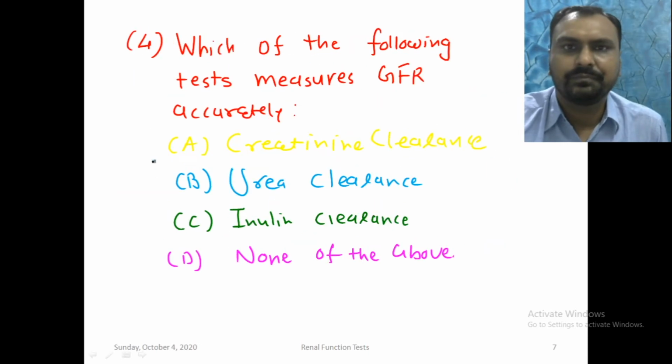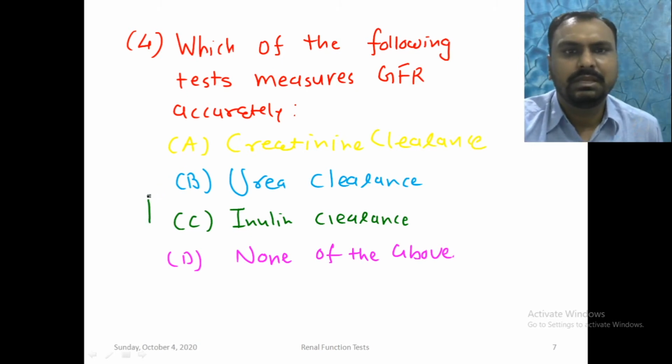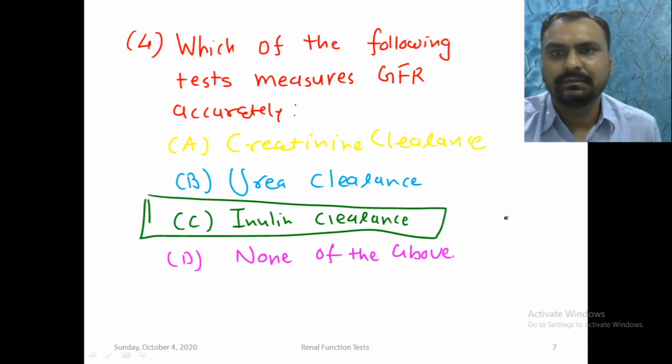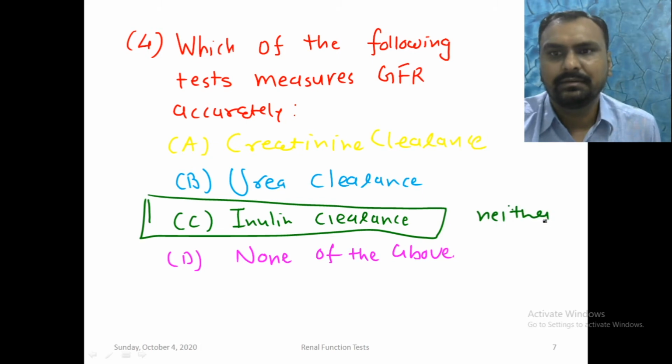Now fourth MCQ is, which of the following tests measure the GFR accurately? Creatinine clearance, urea clearance, inulin clearance, or none of the above. So here the best answer would be inulin clearance, because it is neither secreted from the capillaries to the tubule, nor reabsorbed from the tubules.